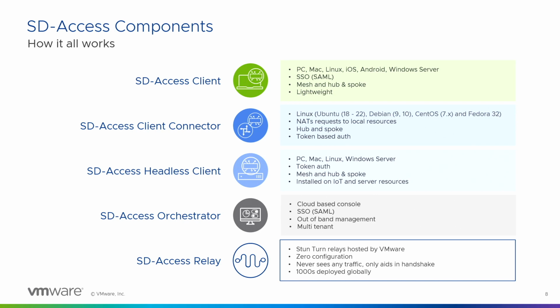And then the SD-Access relay, and I'll show you these. The SD-Access relay is actually just something that helps discover the path between the clients and the resources that they want. There is zero configuration in the SD-Access relay. These literally just sit there and help navigate situations where there is no direct access to that client. So if it's behind a firewall or on a home router, it'll use the SD-Access relay to find the other side of the connectivity.